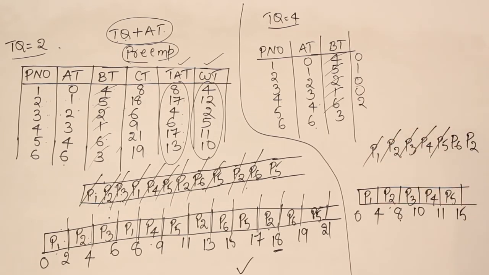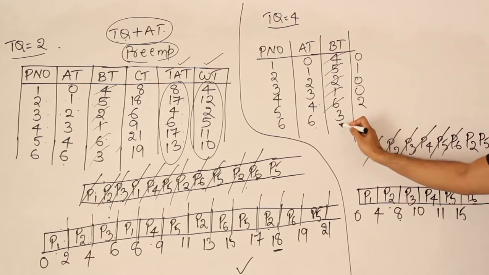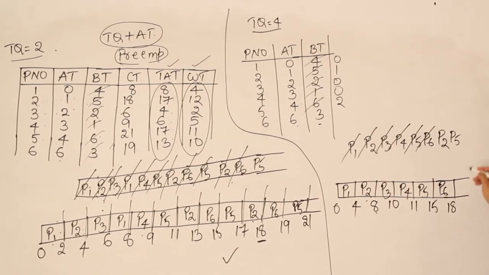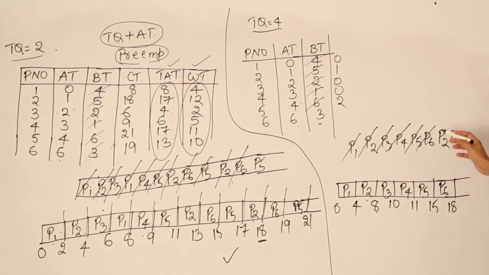So its next need is 2, therefore you should keep it back in the queue because it has even further need. Next one is P6. P6 has to be scheduled. Now its requirement is 3 units only, therefore I need not execute it for 4, I will execute it till 18, right? And it need not be added back.